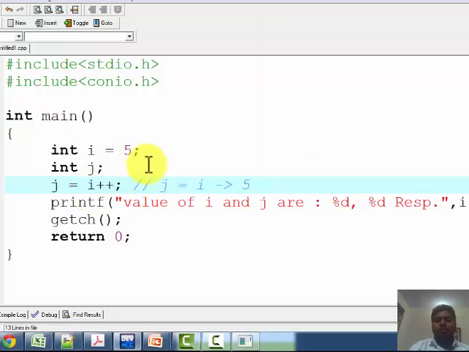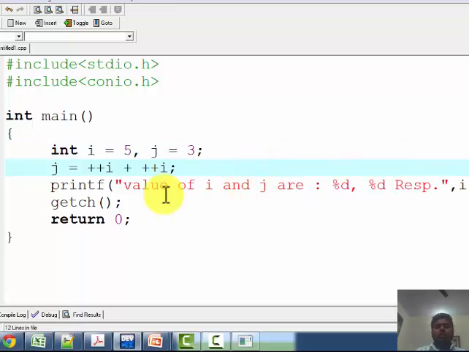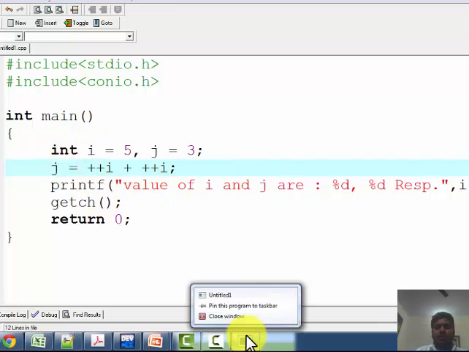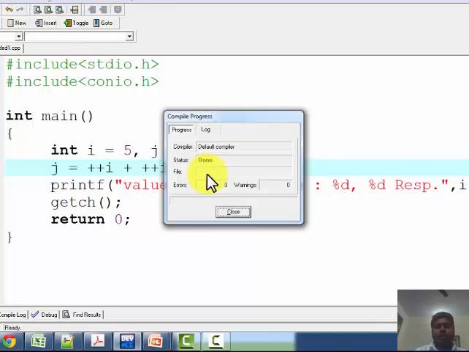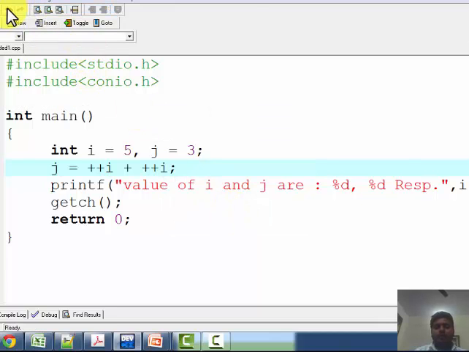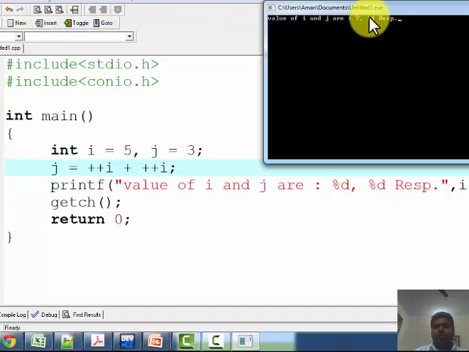We will see more examples. Now this is our program. We will run this program and see the output of this. Output is value of i and j is 7 and 14 respectively. We are getting value of i is 7 and value of j as 14.